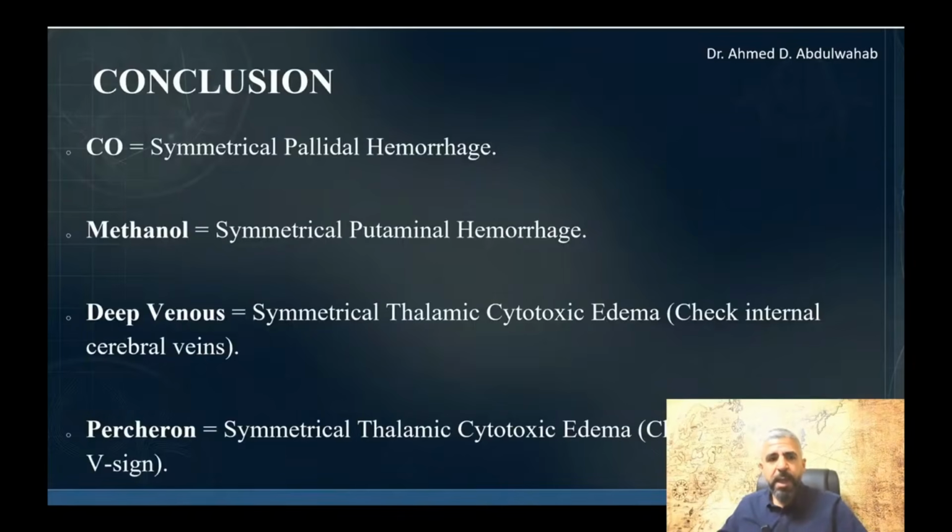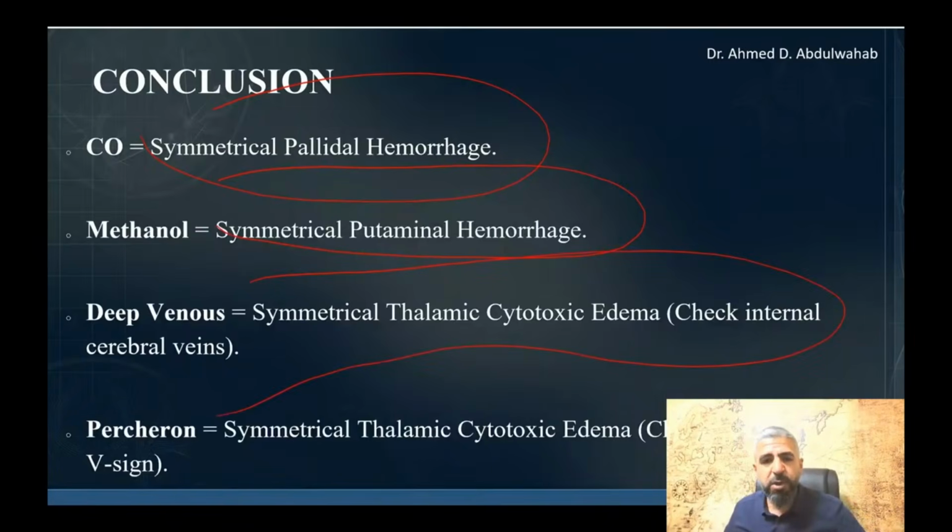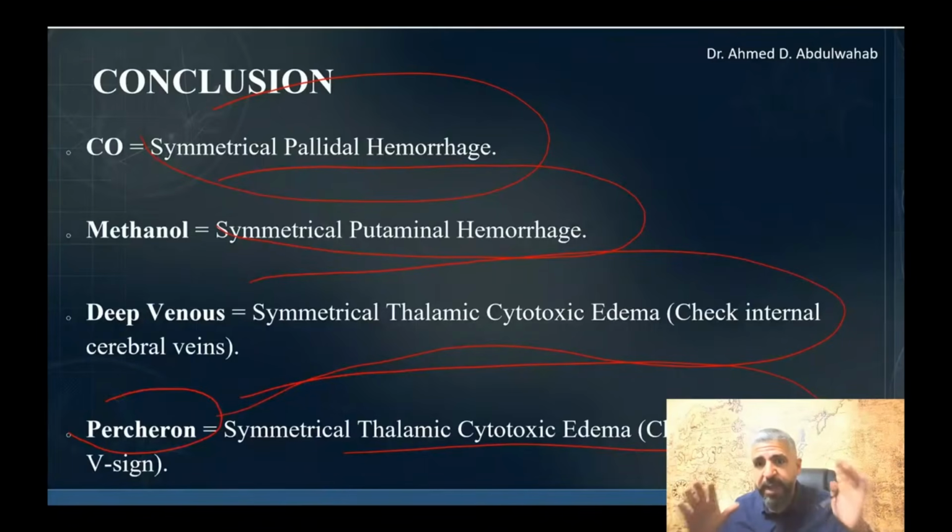Now, in conclusion, CO poisoning: symmetrical pallidal hemorrhage. Methanol poisoning: symmetrical putaminal hemorrhage. Venous thrombosis: symmetrical thalamic cytotoxic edema, check internal cerebral veins. And artery of Percheron: symmetrical thalamic cytotoxic edema, check the midbrain V sign. Again, to master deep thalamic signal, we use symmetry, acuity, and neighborhood. Methanol, putamen; CO, pallidus; venous thrombosis, thalamus, T2, see the veins; versus artery of Percheron, midbrain V sign. You can crack these cases, you save a life.